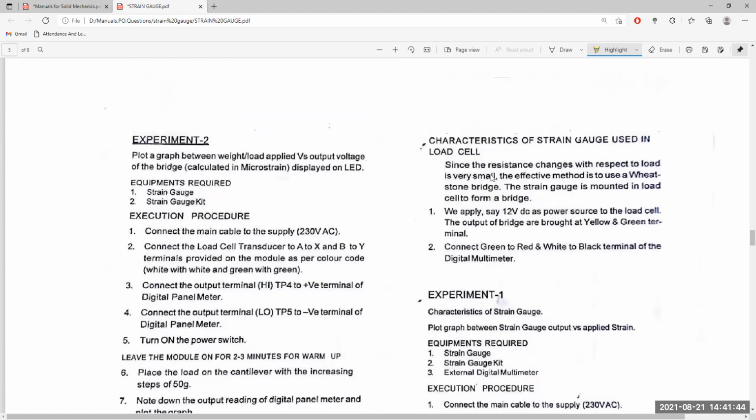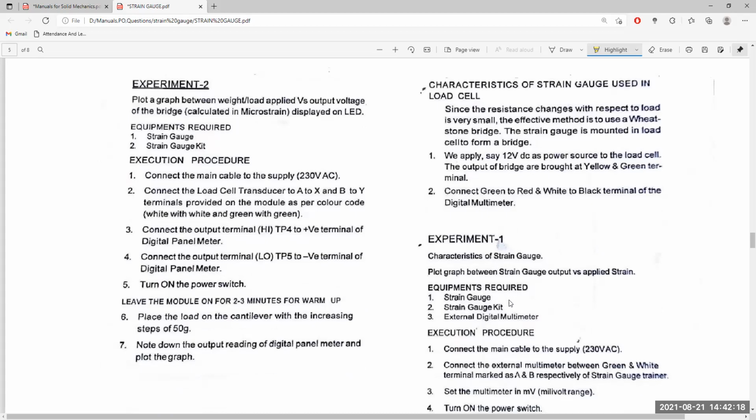Characterization was used in load cells. Since the resistance changes with respect to load is very small, the effective method is to use a Wheatstone bridge. The strain gauge bridge is mounted in the load cell sensor itself. We apply power supply to the load cell, and the output is read on the digital multimeter itself.